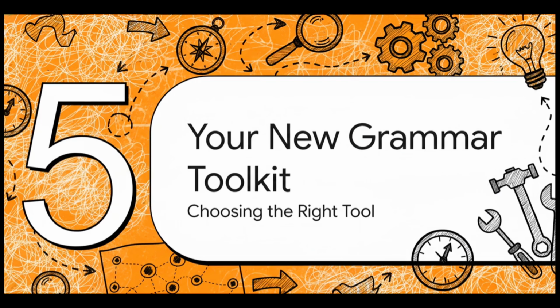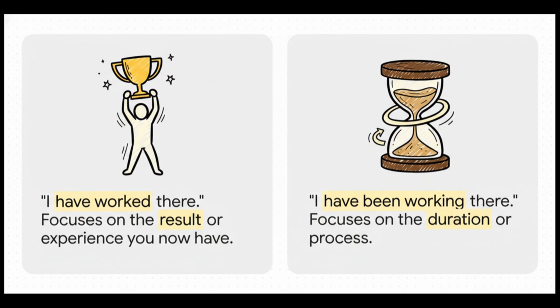So now that you have the map, let's talk about how this becomes an incredibly powerful toolkit for communicating. When you understand the system, you can choose exactly the right tense to say exactly what you mean. Check this out. See how a tiny change in aspect makes a huge difference in meaning? Both sentences use the present time and a perfect aspect, but on the left, I have worked there is all about the result, the experience I have now. But on the right, just by adding that continuous aspect, I have been working there, shifts the entire focus to the duration, the process of working. This system gives you the power to choose where you put the emphasis.